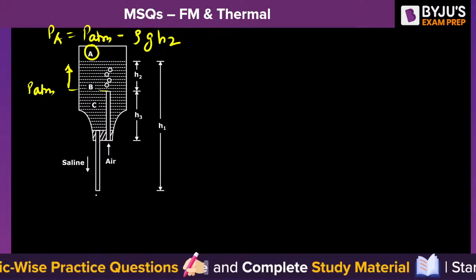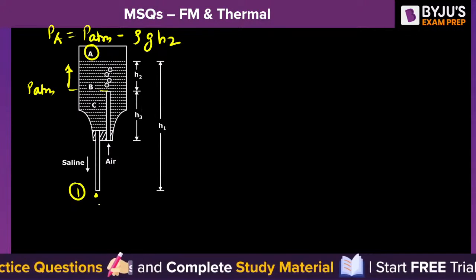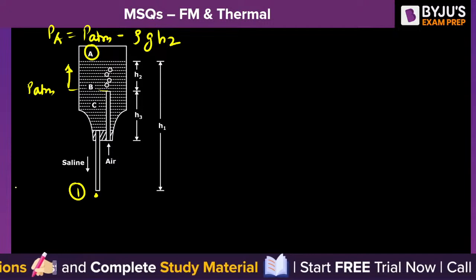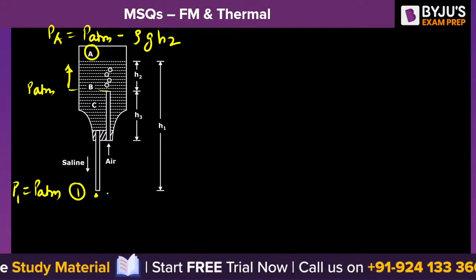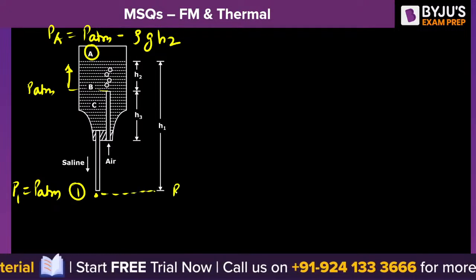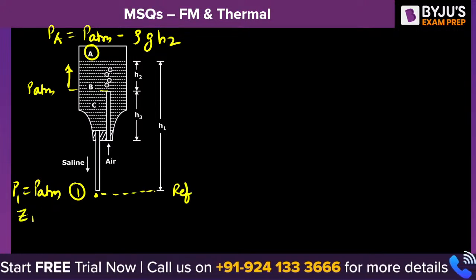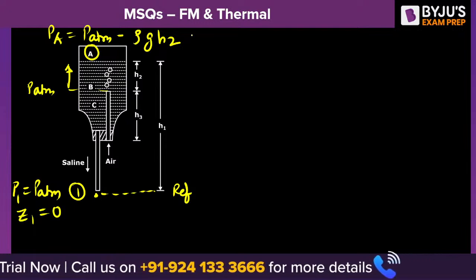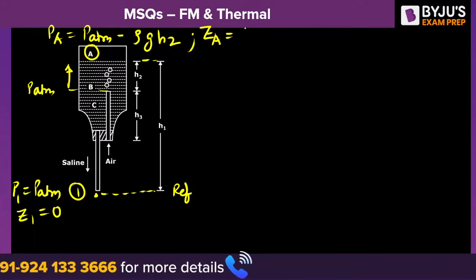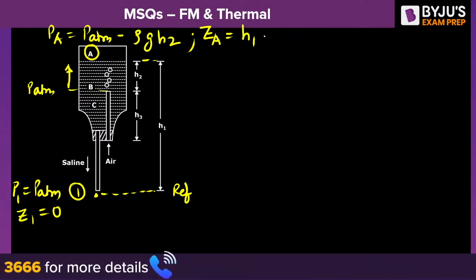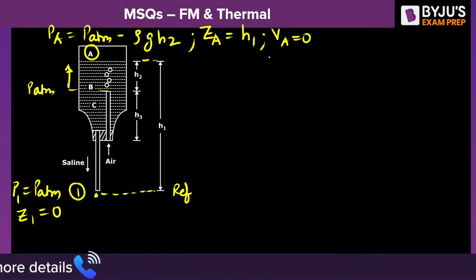If you take another point 1 here at the outlet of the pipe, then can we say P1 is equal to P atm, and if we take this as the reference line for the potential energy, then we can say Z1 is equal to 0. And what is ZA? Isn't it h1? ZA is equal to h1. And do you agree VA will be equal to 0 because the area of the bottle is very large compared to the area of the pipe, and we need to find out the value of V1.